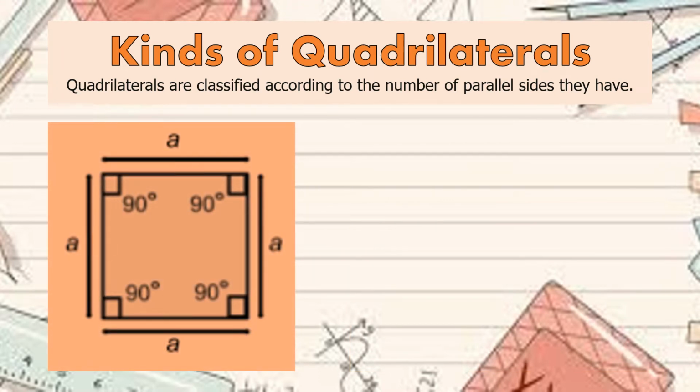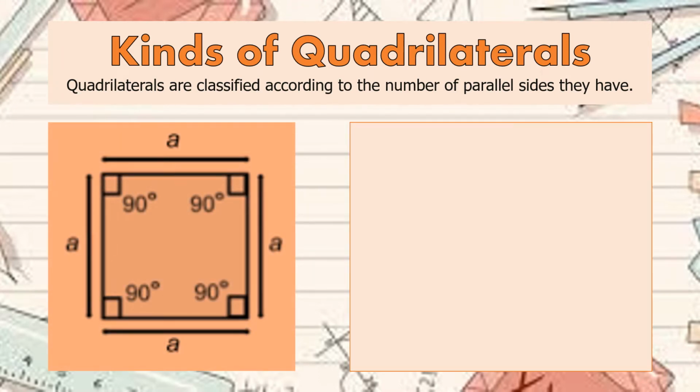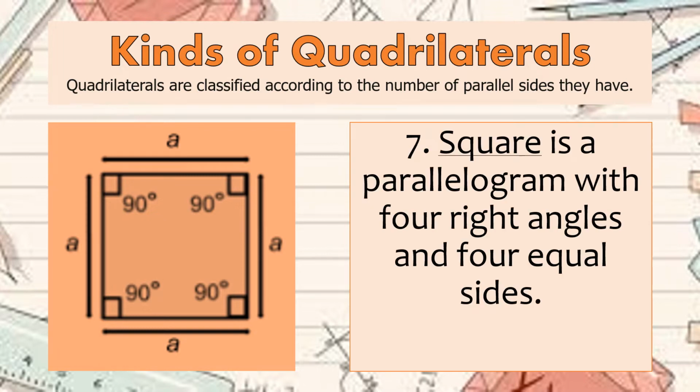The next kind of quadrilateral is a combination. Why? Kasi meron tayong 4 right angles at meron din tayong 4 equal sides. At alam kong familiar kayo dito, ito ang ating square. So when we have 4 right angles and 4 equal sides, ibig sabihin iisa ang measurement ng ating sides, meron tayong square.